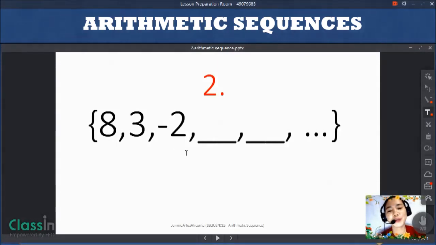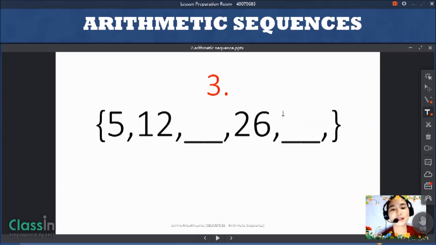For number 2, we have the sequence 8, 3, -2, and so on. What are the missing terms? Write down your answers. The answers are -7 and -12. Now let's go to the third one.